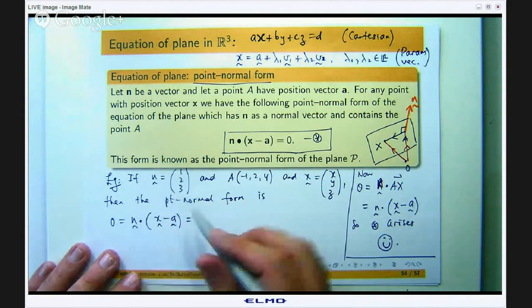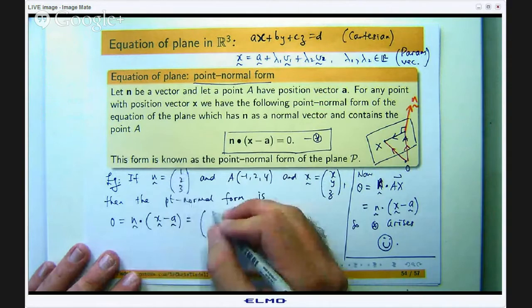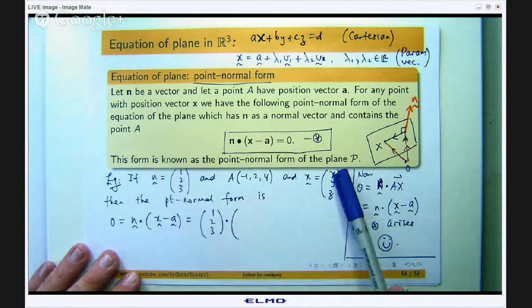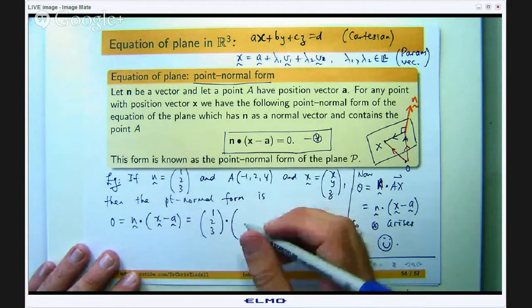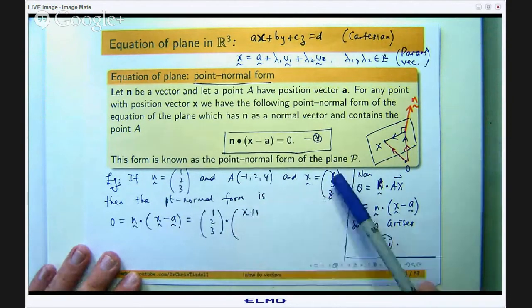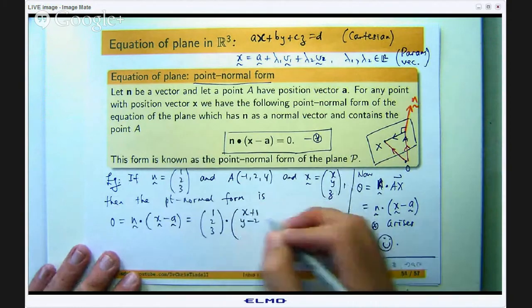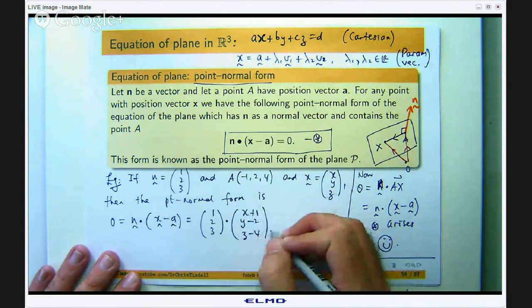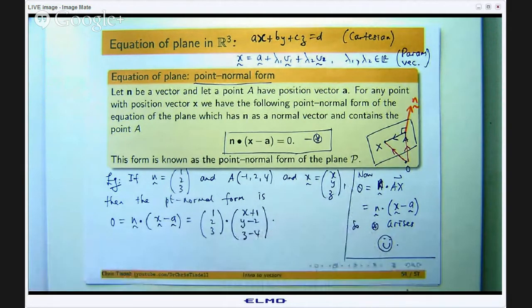Okay, so this will be 1, 2, 3 dot x minus a. So it's that minus -1, so that'll be x plus 1, that minus 2, that minus 4. Now, so that's essentially the point-normal form of the equation of the plane associated with this sort of data. Now, it's easy to go from this to get the Cartesian form. All you would do is expand out this dot product and simplify, okay?